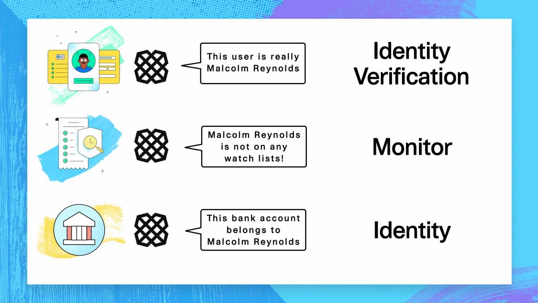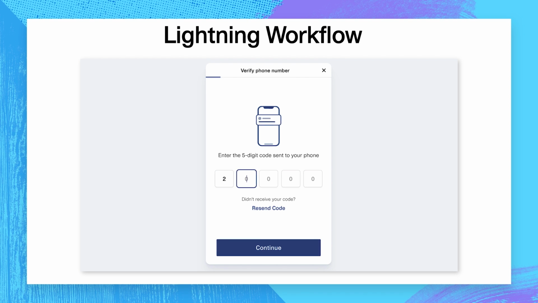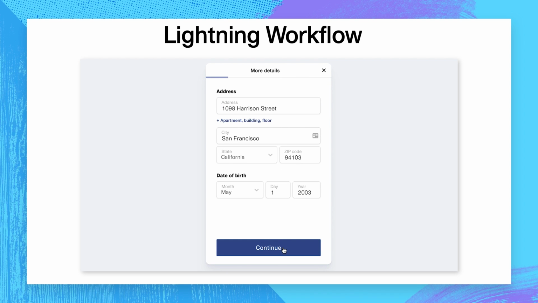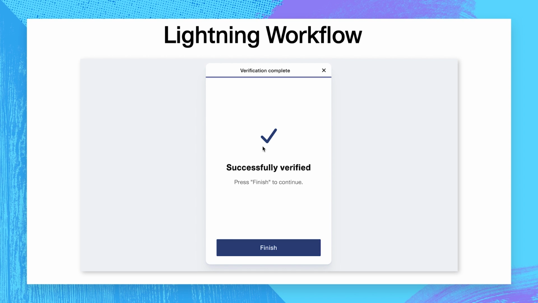Identity Verification supports two main workflows for identifying your users. With the Lightning workflow, users verify their identity by sharing information about themselves and adding a phone number with SMS confirmation. Plaid can cross-reference this information against several different data sources while running a number of anti-fraud checks. In many cases, this is all you need to onboard your user.